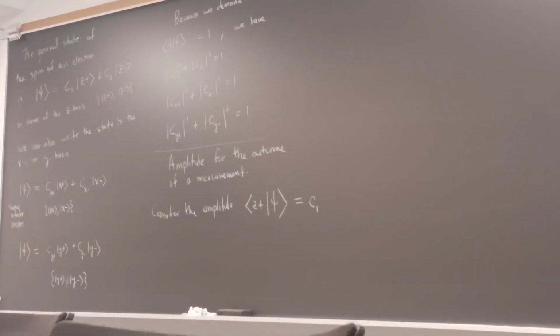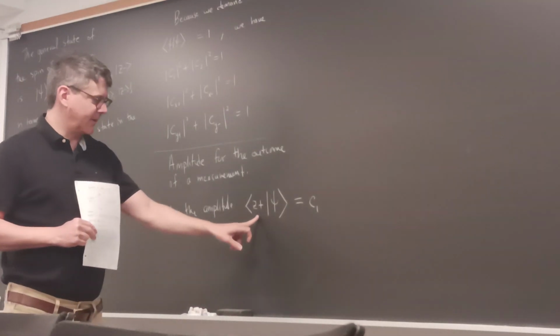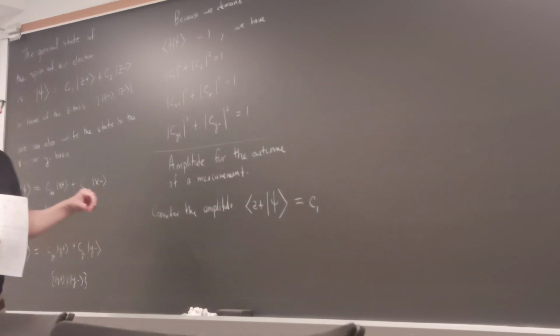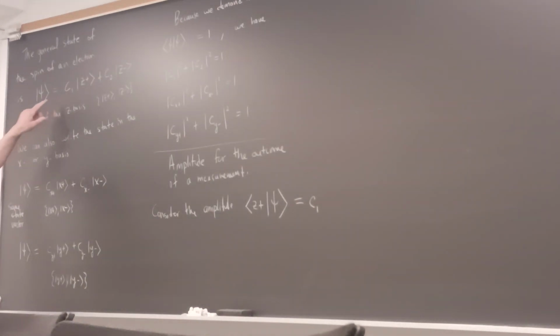And that Z plus would be like the conjugate, right? This is the bra vector Z plus. Okay, so the state vector psi has this coefficient C1. Oh, I'm coming at it from the left, got it now. Okay, this does not conjugate anything. Gotcha.